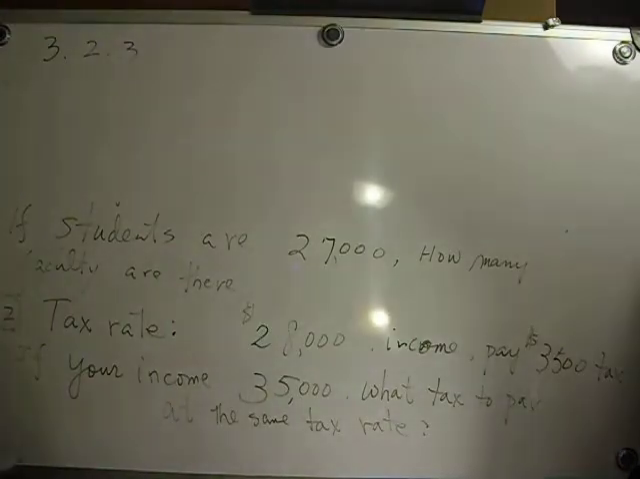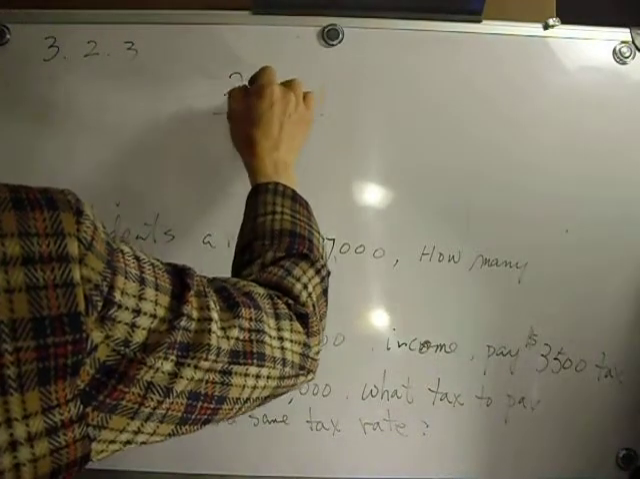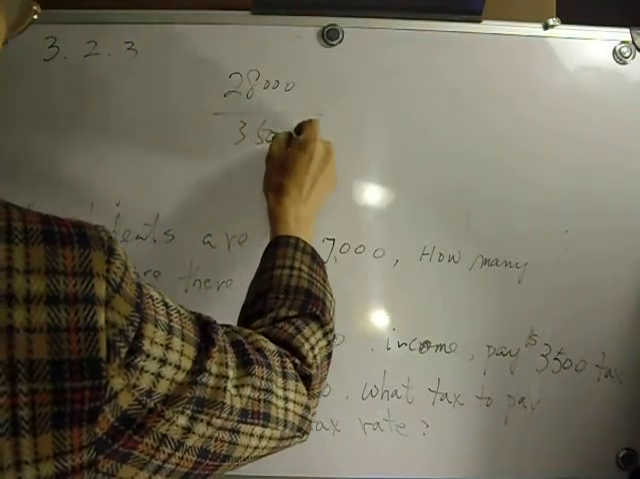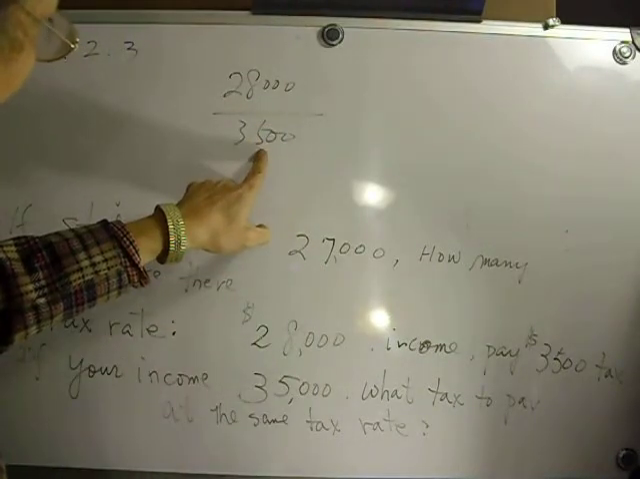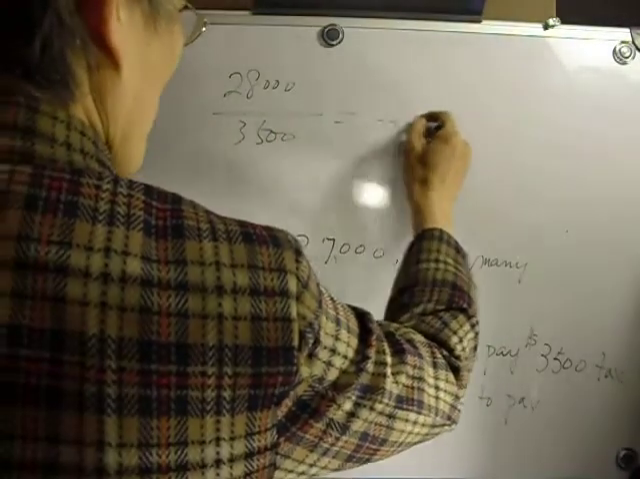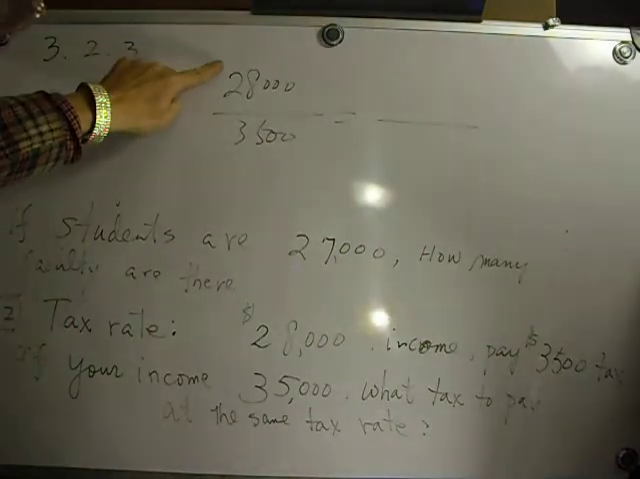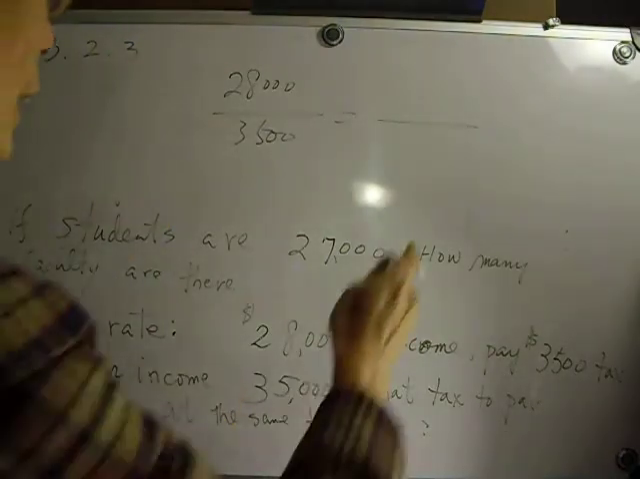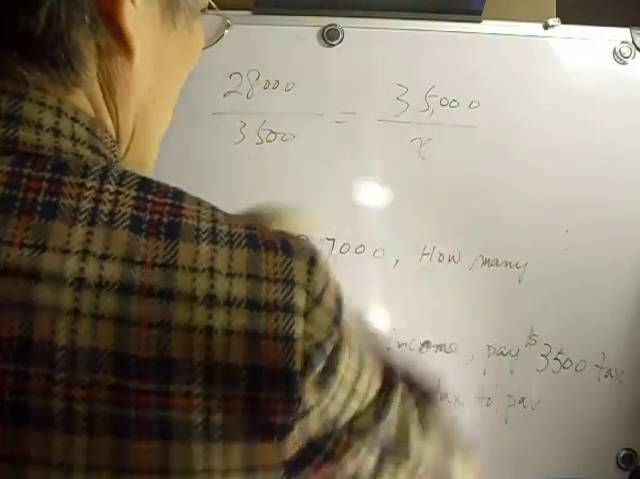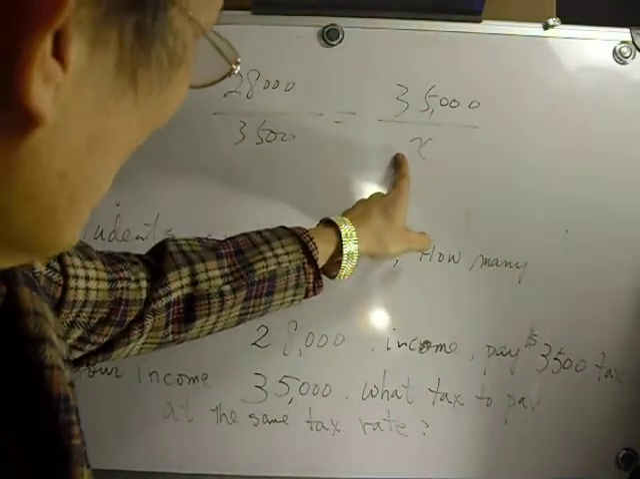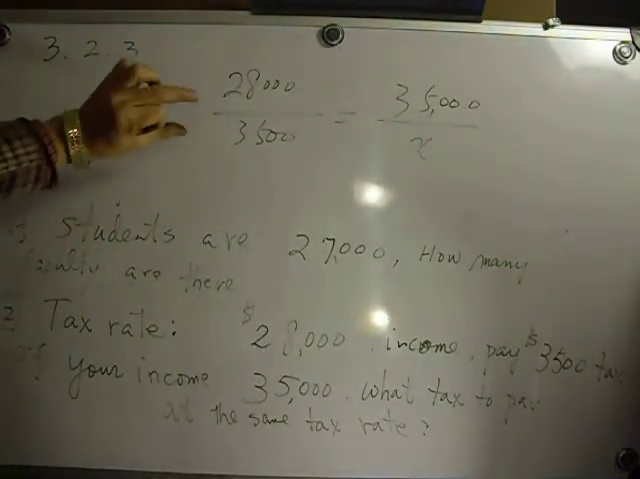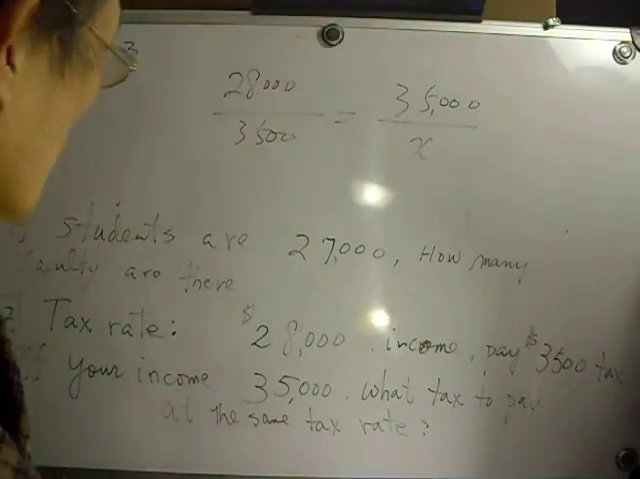So last year, your income $28,000. You pay $3,500. Doesn't matter. You can put the $3,500 at the top, $28,000 at the bottom. Doesn't matter. Now you put your income at the top. This year your income is $35,000. Looking for the same tax rate. So this is a proportion problem. So you write like this, you're fine. Or you can write 35, so flip over.